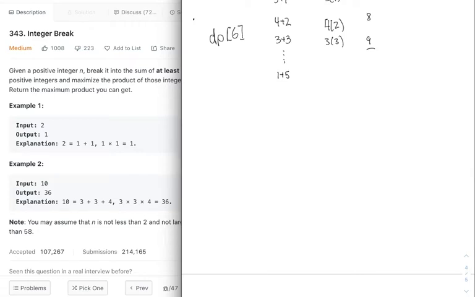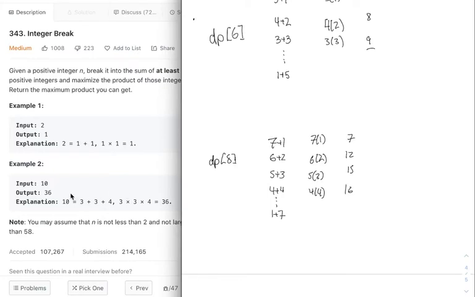The second case is, let's say we have the number 8. How do we calculate the integer break of 8? Well, we have 7 plus 1, 6 plus 2, 5 plus 3, 4 plus 4, on and on and on, 1 plus 7. And when we calculate the product of these, we have 7, 12, 15, 16. Now, this is one case.